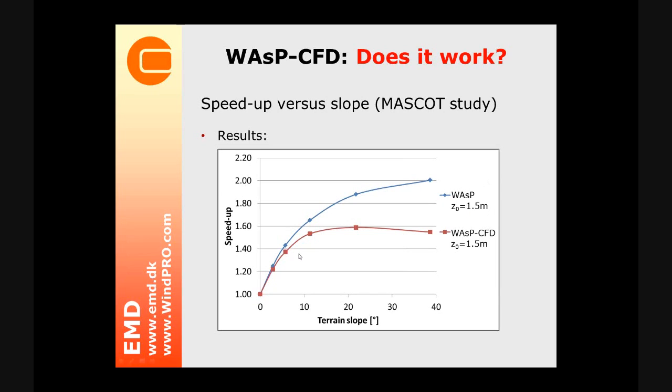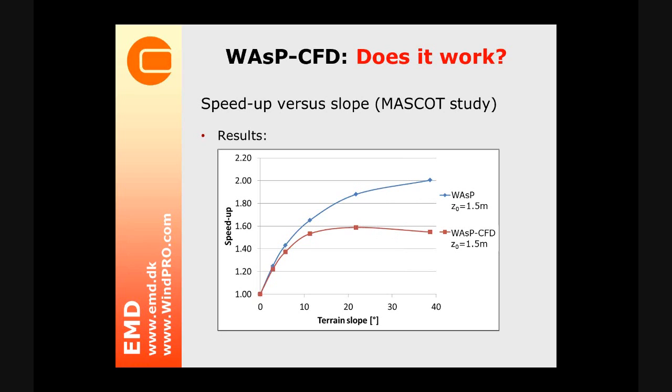Well, the results for WASP-CFD are shown here in the red curve for the same roughness level. And what we notice is that the speedups are very consistent at the low terrain slopes, whereas as we go to the higher terrain slopes, the WASP speedups are much higher than WASP-CFD.